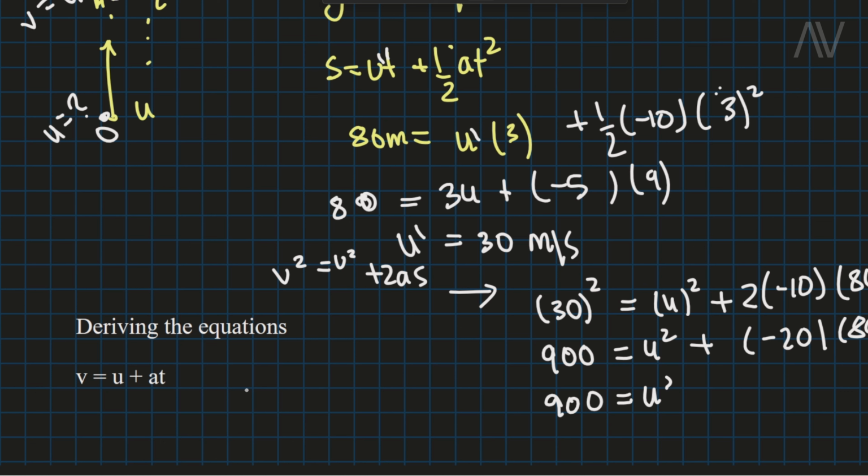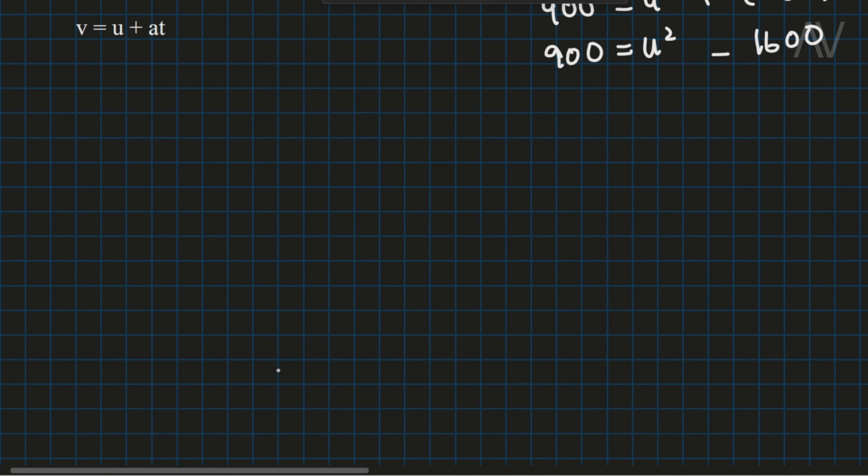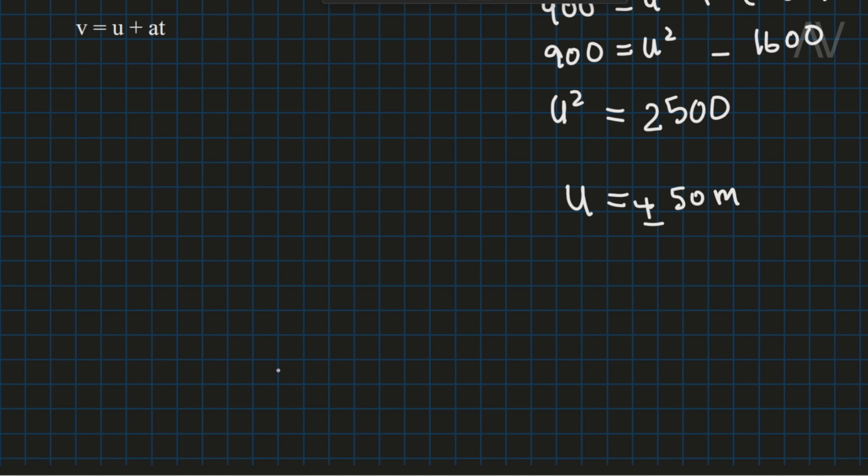900 is equal to u square minus 20 into 80, which is 1600. So we get the value of u square to be equal to 2500. u is plus or minus 50 meters per second. Over here we consider the value to be positive, so the answer will be 50 meters per second.